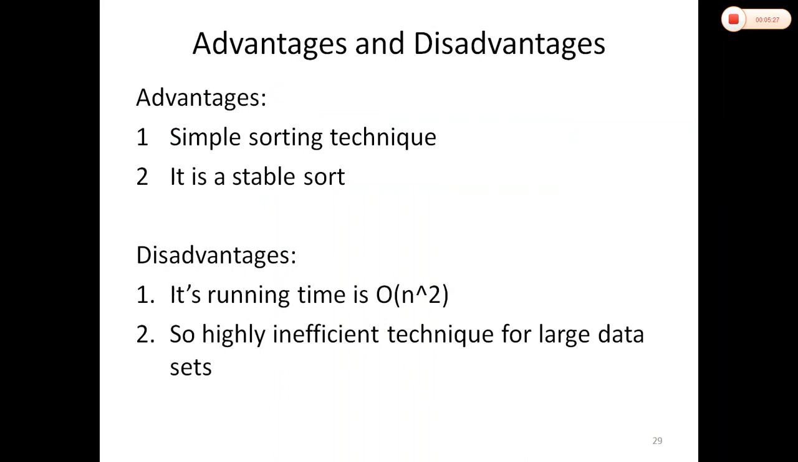Advantages of bubble sort: it is a simple sorting technique. It is a stable sort. Disadvantages: its running time is O(n²), and so it is a highly inefficient technique for large data sets.